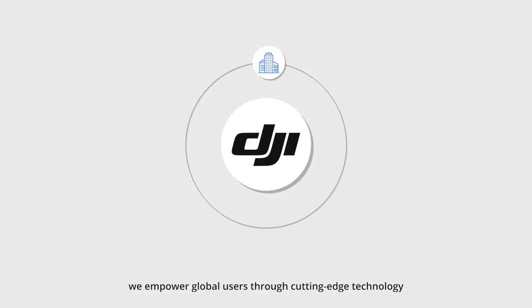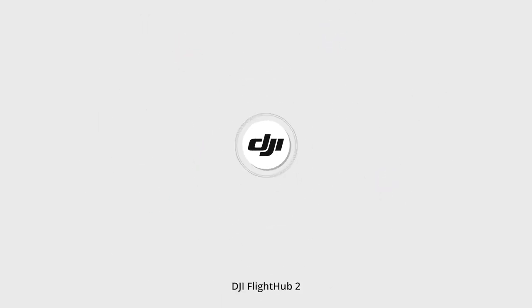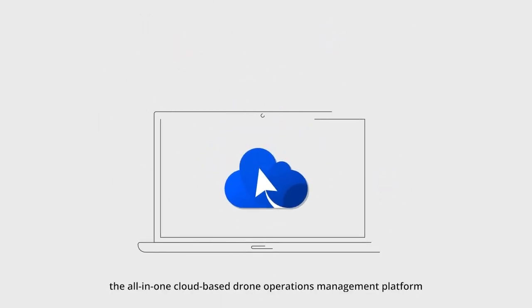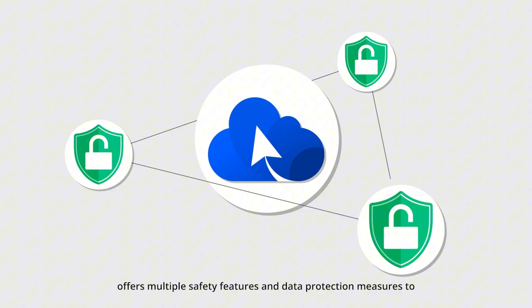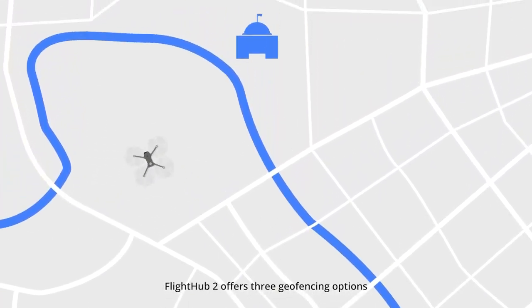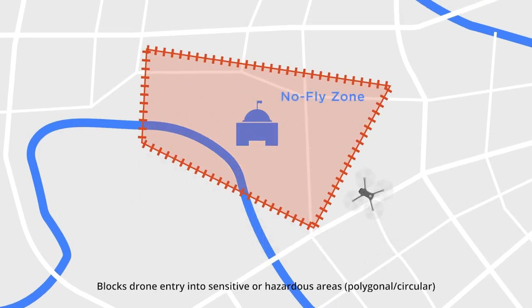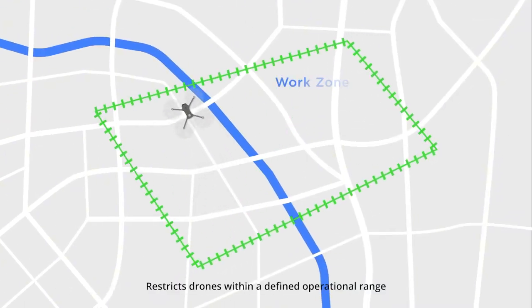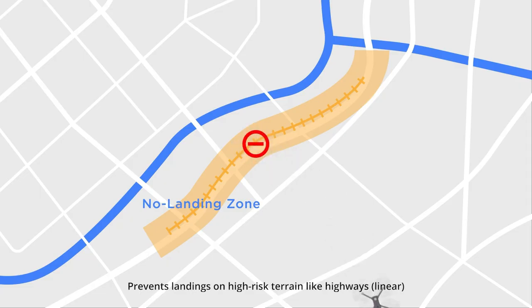At DJI, we empower global users through cutting-edge technology, and safety always comes first. DJI FlightHub 2, the all-in-one cloud-based drone operations management platform, offers multiple safety features and data protection measures to ensure the security of both equipment and information. To confine drone operations to approved airspace, FlightHub 2 offers 3 geofencing options. No-fly zone blocks drone entry into sensitive or hazardous areas. Work zone restricts drones within a defined operational range, meeting regional regulations. No landing zone prevents landings on high-risk terrain like highways.